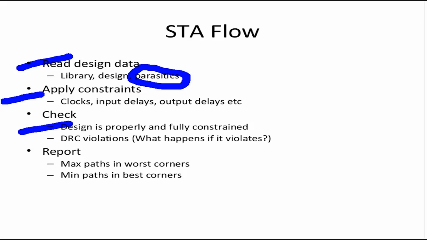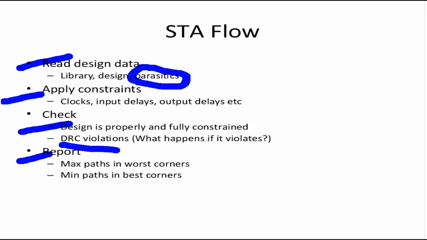Third thing, we have to check that the design is properly and fully constrained and there are no DRC violations. What happens when there are DRC violations? You cannot rely on timing data. I've talked a lot about this previously. Please go back if you are confused about how DRC violations cause unreliable timing results. You can go through the sessions again. Last part is that we report all the timing violations. We do report_timing for setup, or for hold, and we do report_constraints on all violators. We make sure that we fix them and move on.